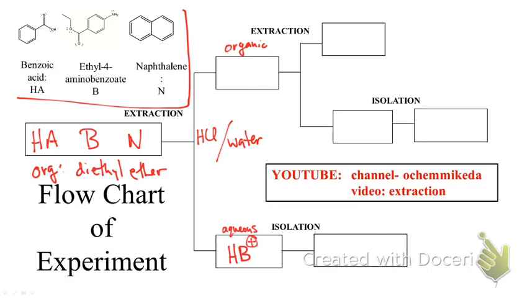Our aqueous, we said, has HB plus in it. What does our organic have in it? N. So N represented a neutral compound. If it's neutral, what happens when you add an acid? Nothing, which means what happens to its structure? It stays the same, which means what happens to its intermolecular forces? Stays the same as well. What happens to its solubility? Stays the same, and will still be soluble in the organic layer.